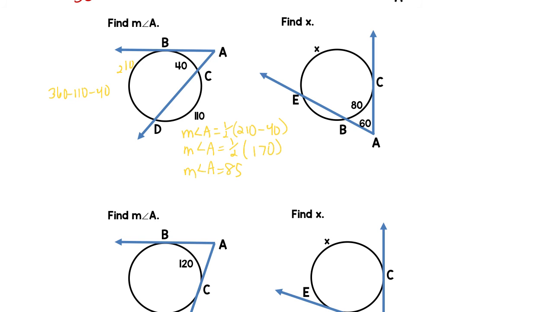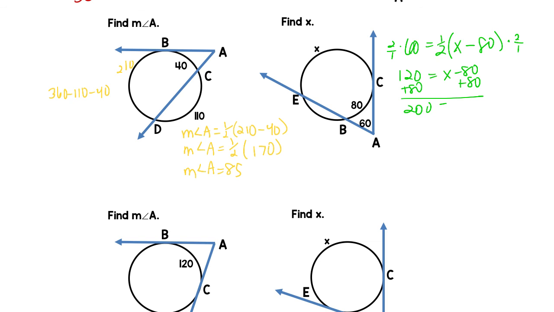Next one, we want this outer arc. We found the inner arc. Measure of angle A is 60, and that's going to equal 1/2 the outer arc minus the inner arc. Multiply by that reciprocal of 1/2 again. That's 120 is x minus 80. I can add 80 to each side, and x is 200.